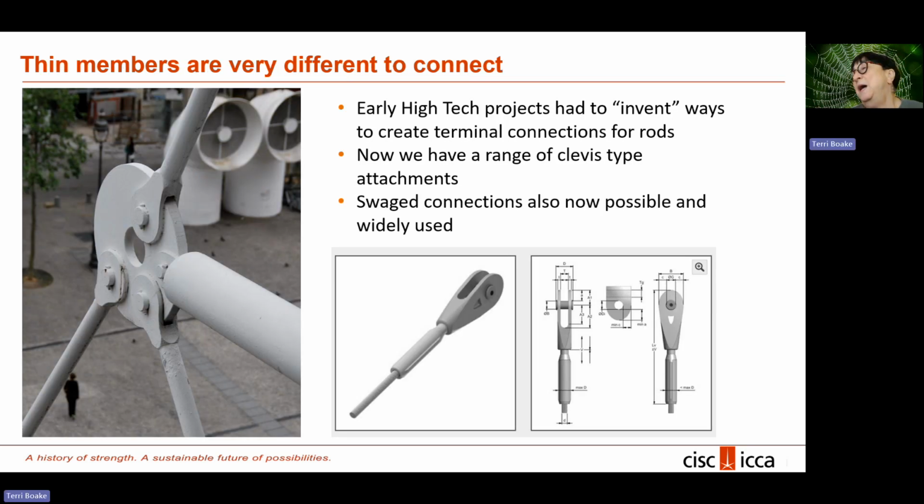So thin members are very difficult to connect. Early high-tech projects had to invent ways to create terminal connections for rods. They didn't exist. Now we have a range of clevis type attachments that are able to be purchased, and swaged connections are also now possible and widely used. In a swaged connection, they actually take high pressure and clamp the fitting around something like a cable or a rod, and the pressure kind of fuses the two of them together. So it's not a mechanical connection as much as it's a pressure connection.